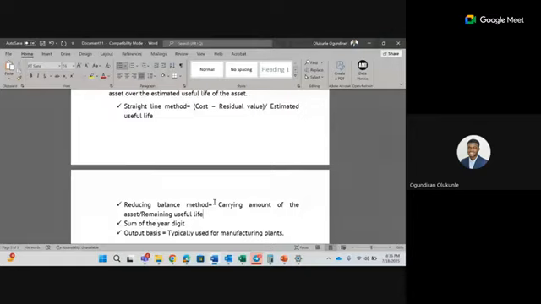Because in the exam, if it is going to come out in your exam, you will see that the examiner will be playing with words here. So you have to take note of whether you're using straight line method.